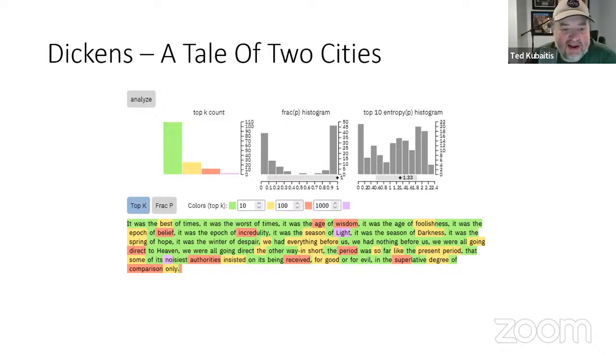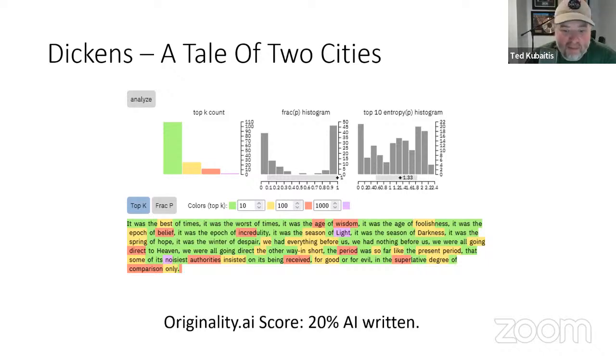Let me think here. So, Tale of Two Cities. It's a lot of green, but there's a fair amount of red. It's light on purple. I think because it's light on purple, it's going to say it's a little bit AI written, but not mostly. Yep, 20%. Originality AI says 20% chance that it was AI written, 80% chance it was human written. And the interesting thing, I'm just going to note this for later on.